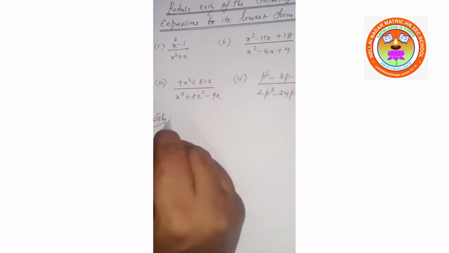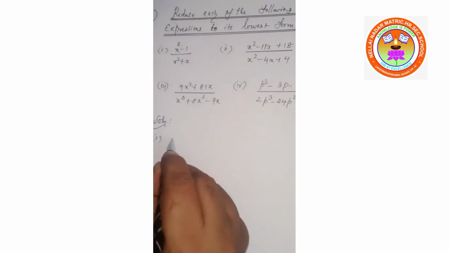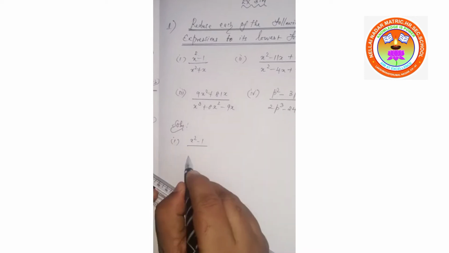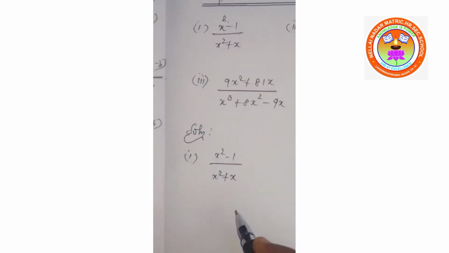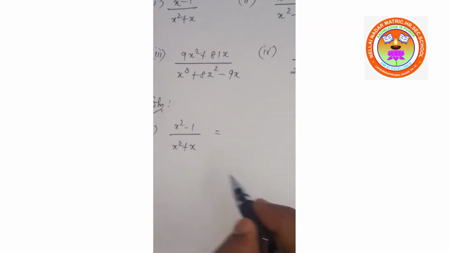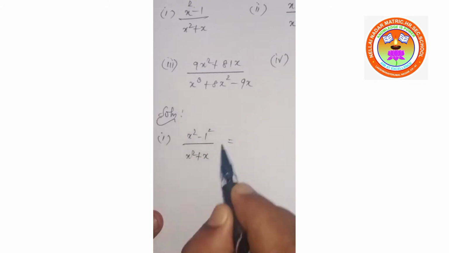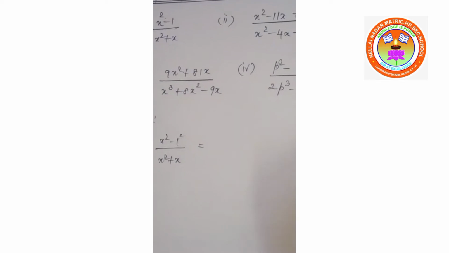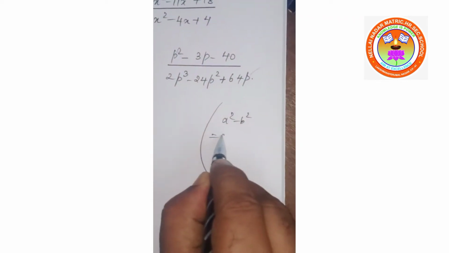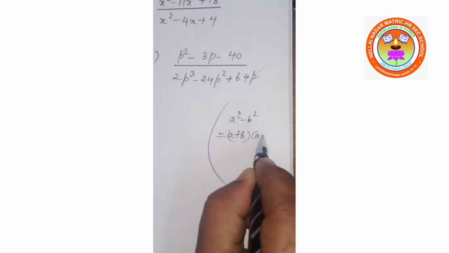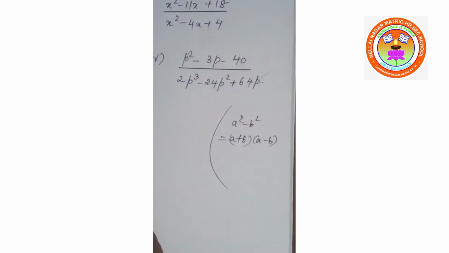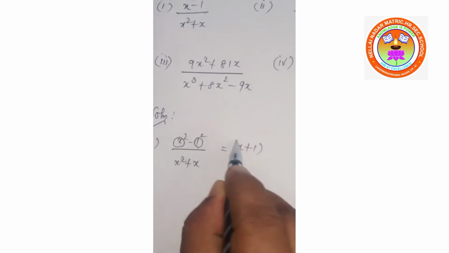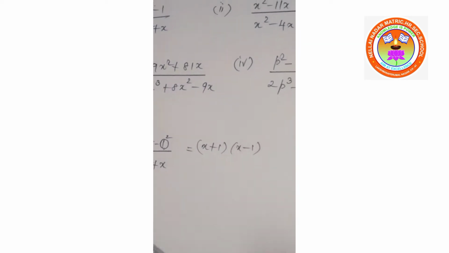Solution. Subdivision number 1, x squared minus 1 divided by x squared plus x. 1 itself we can write as 1 squared, for applying the a squared minus b squared identity. A squared minus b squared, you know the identity, is a plus b into a minus b. So a is x, b is 1. So we can write x plus 1 into x minus 1.